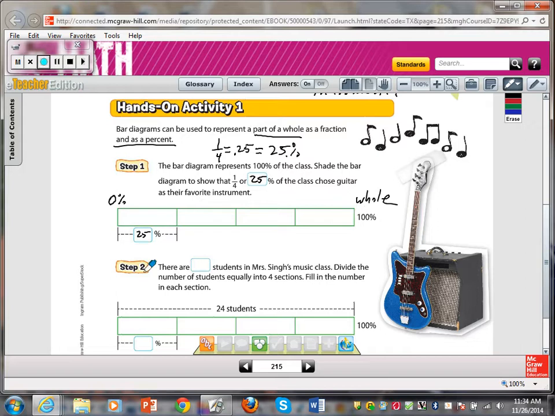So step 2, there are 24 students in Ms. Singh's music class. Divide the number of students equally into 4 sections. Now, why do we want to divide that into 4 equal sections? Well, because we want 1/4 of something. So when you divide something by 4, that tells you how many 4s can fit into that part, and that gives you 25% of it. Fill in the number section on the bottom.